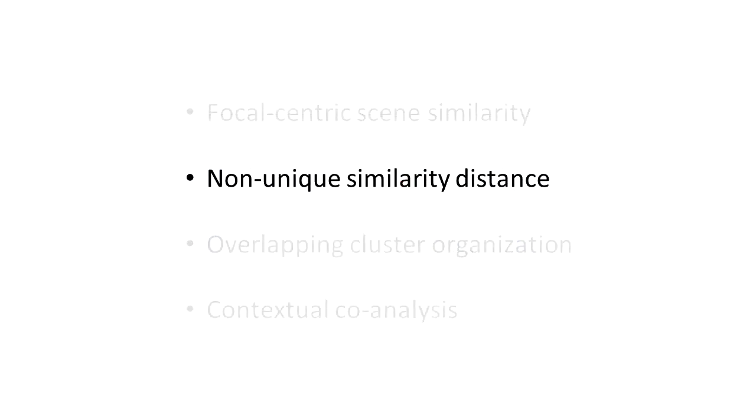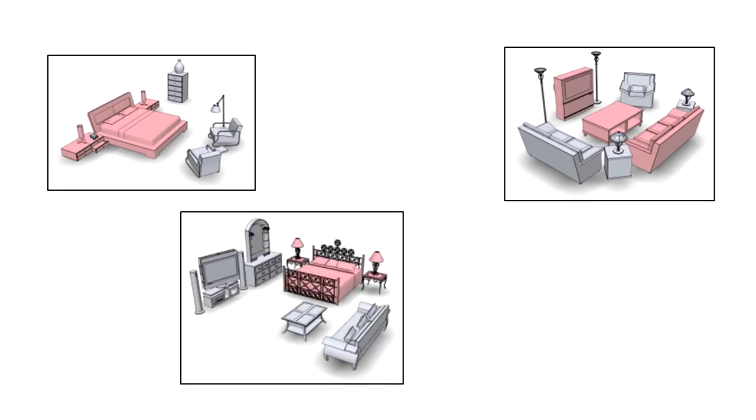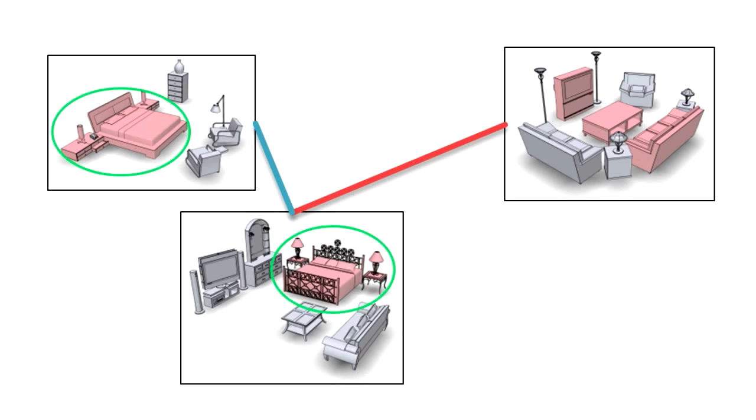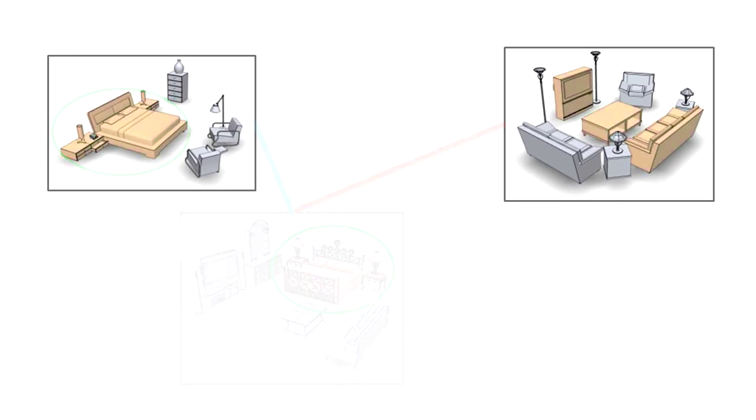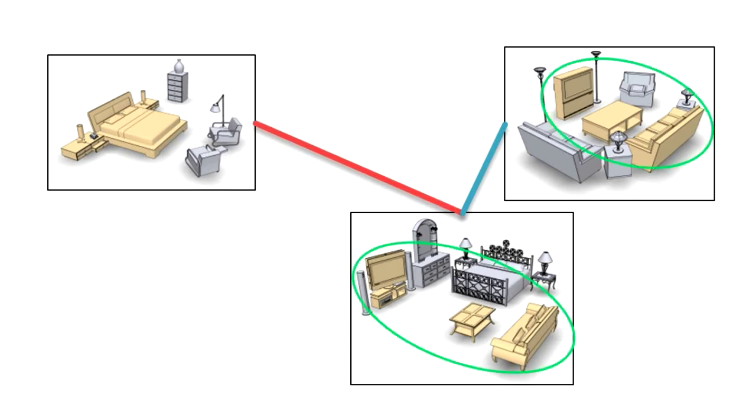Secondly, and as a consequence of the first, distances between two scenes are not unique. They depend on the focal points. For example, when the bed-nightstand combo is the focus, the hybrid scene is closer to the bedroom scene. If the TV-sofa combo were the focus, then the same hybrid scene would be closer to a living room.